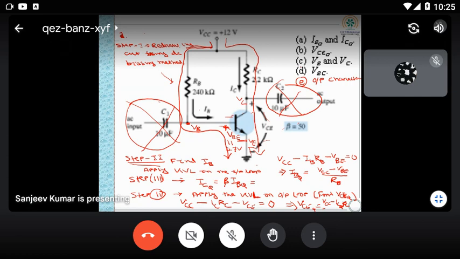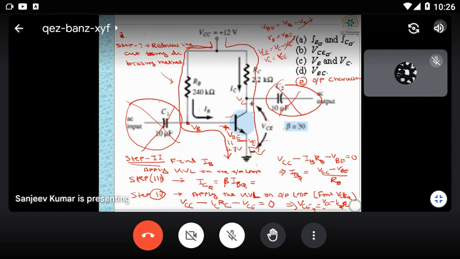Because already you know VBE is equal to VB minus VE. Now VE already is 0, so VBE is equal to VB. Similarly, VC you can find out. VCE is equal to VC minus VE. Now VE is 0, so VCE is equal to VC.